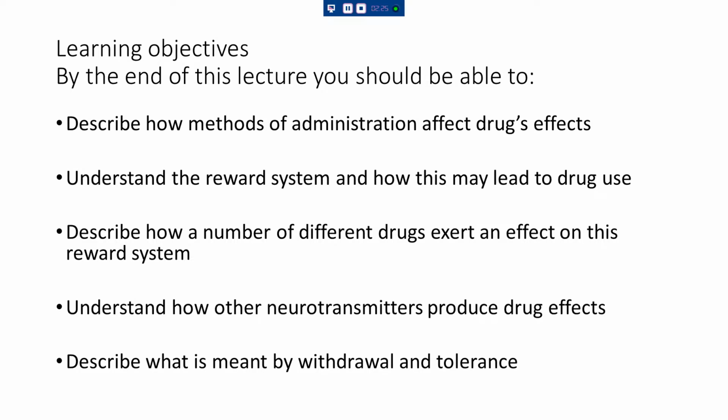In parallel to this, your learning objectives after watching this lecture and the associated revision are that by the end of this lecture, you should be able to describe how methods of administration affect drugs' effects, understand what the reward system is and how this may lead to drug use, describe a number of different drugs and how they exert an effect on the reward system, and understand how other neurotransmitters produce drug effects. In particular we're going to talk about serotonin and how that may lead to different effects, particularly hallucinations, and you should be able to describe what is meant by withdrawal and tolerance as well.